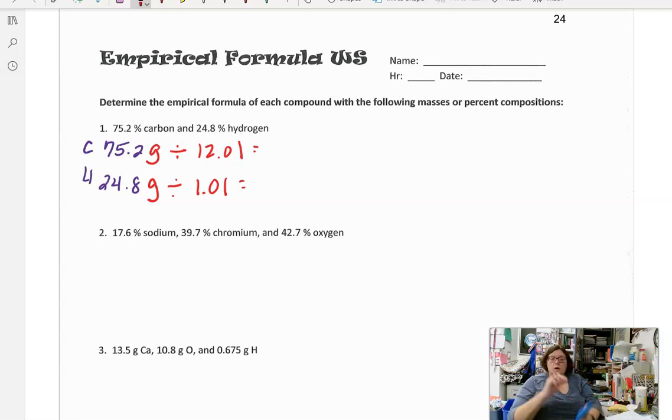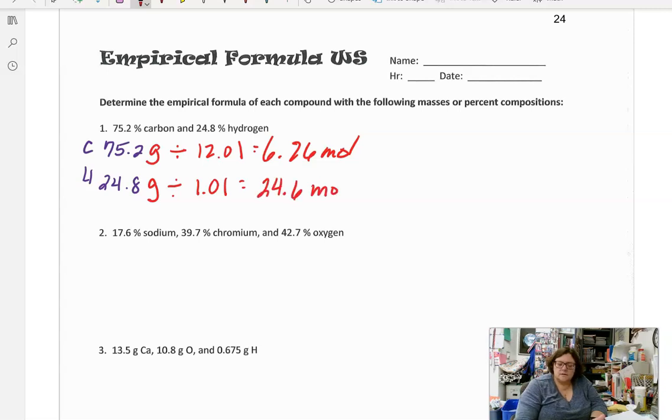You all should be working this on your paper with a calculator at the same time. 75.2 divided by 12.01, that's not right. 75.2 divided by 12.01 is 6.26 moles. 24.8 divided by 1.01 is 24.6 moles. What's the next step in my poem?